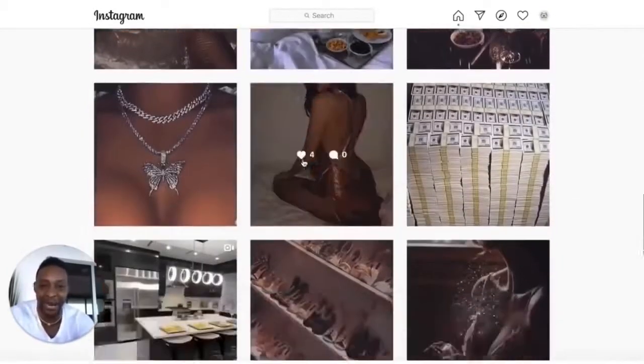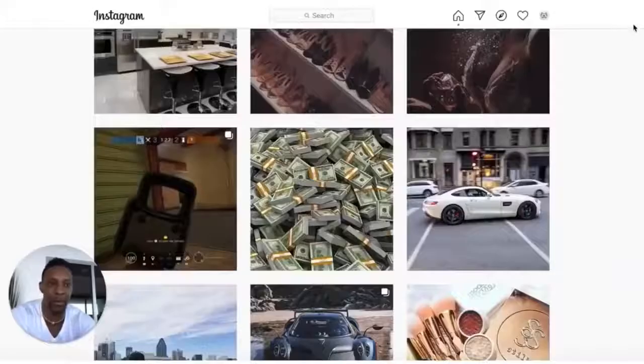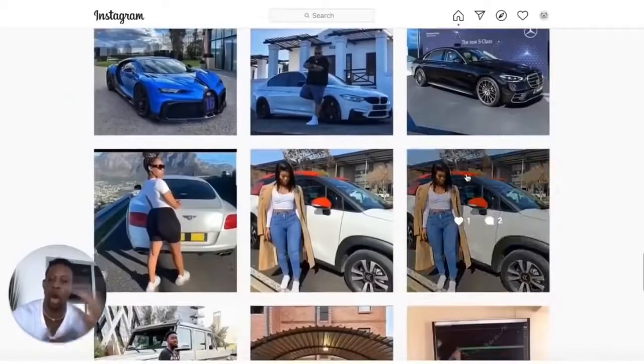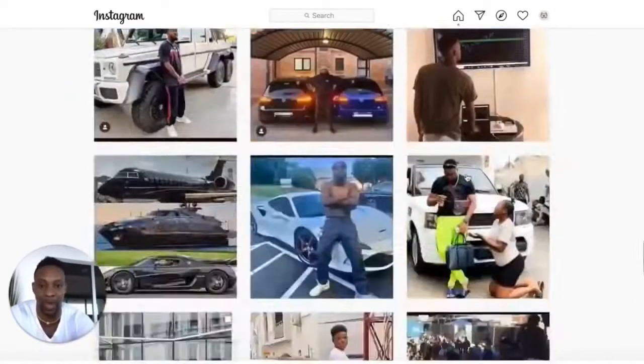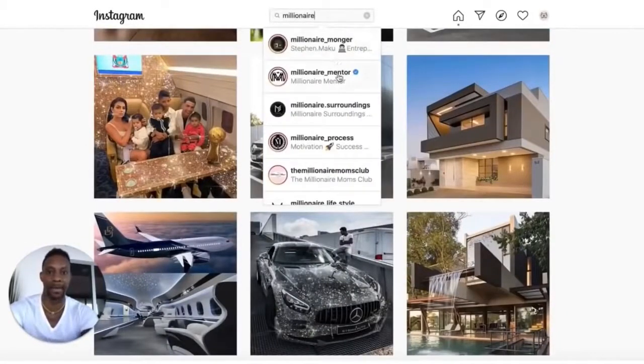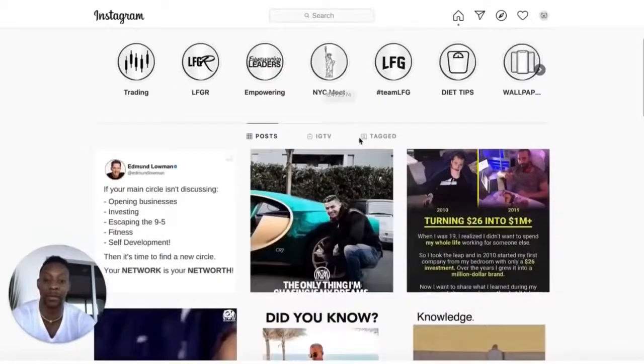Look, scroll down here. Rich lifestyle. So what we're looking for are pages that have high engagement, right? That are targeted to the people that we're going to follow here, okay? Let's try the word millionaire, okay? Millionaire Mentor. This is the page here. Okay, they got 6.4 million followers.